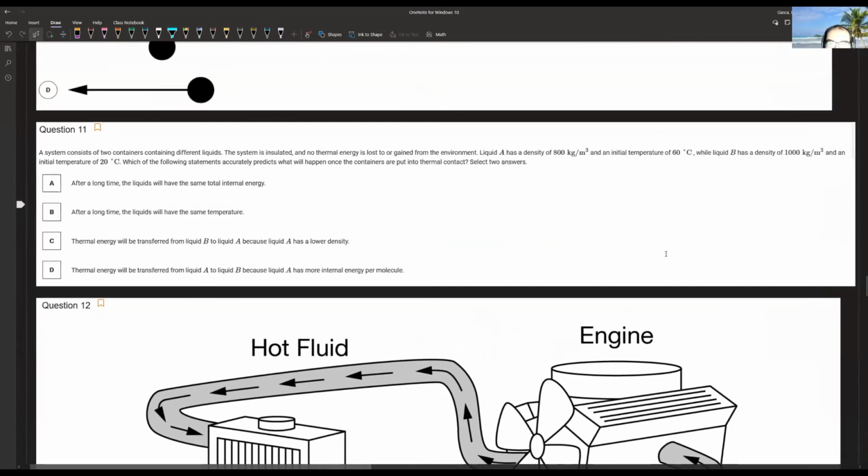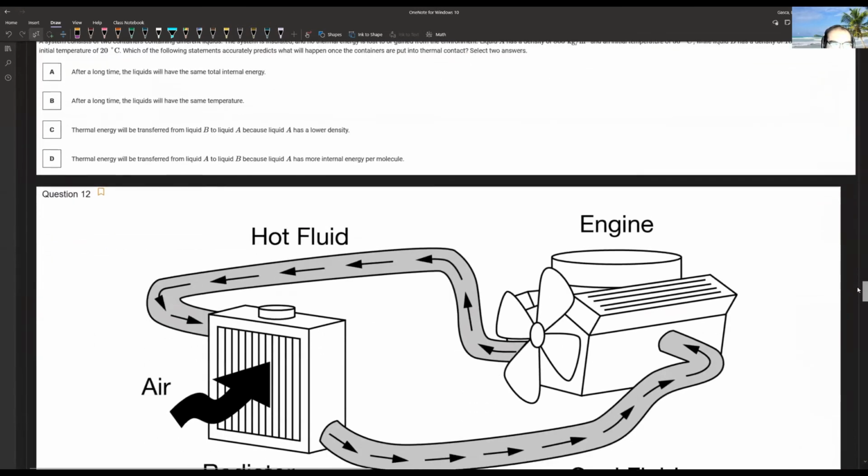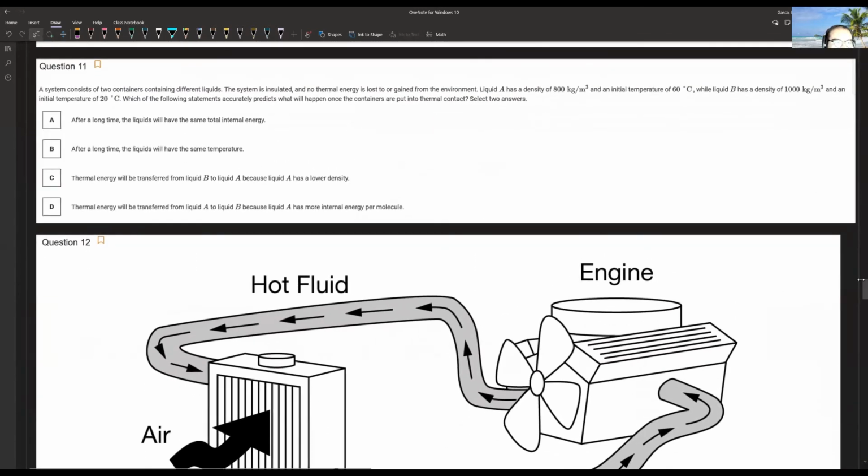Question 11 is multiple correct. Let's go ahead and see here. A system consists of two containers containing different liquids. The system is insulated and no thermal energy is lost or gained from the environment. So maybe these two containers are inside an ice chest or something, but they're separate containers.